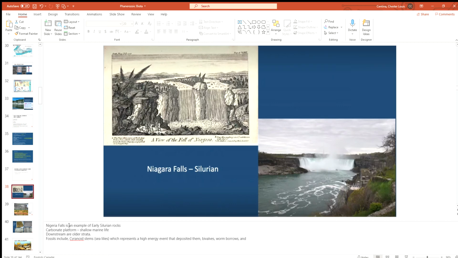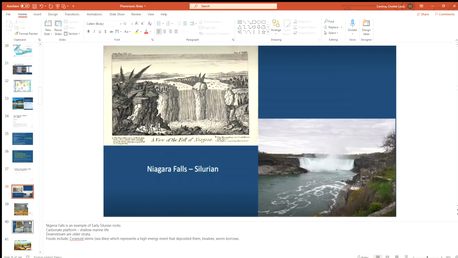Niagara Falls is an example of early Silurian rocks. Carbonate platforms are here, and if you go downstream, the older the strata are. Okay, and all the fossils that it includes are the crinoids, sea lilies. It represents a high energy event that deposited them, bivalve swarms, burrows.